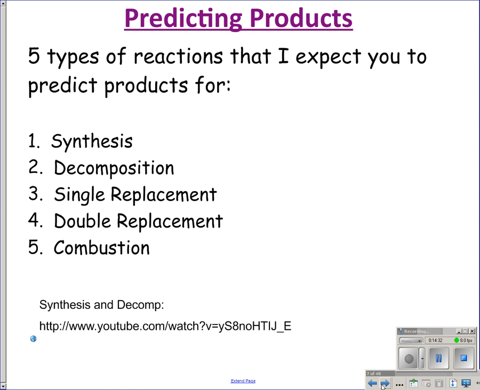Okay. So like I just said, we're going to do synthesis and decomposition now. These are the harder ones to remember because it's not like logic saying, what does the word synthesis even mean?